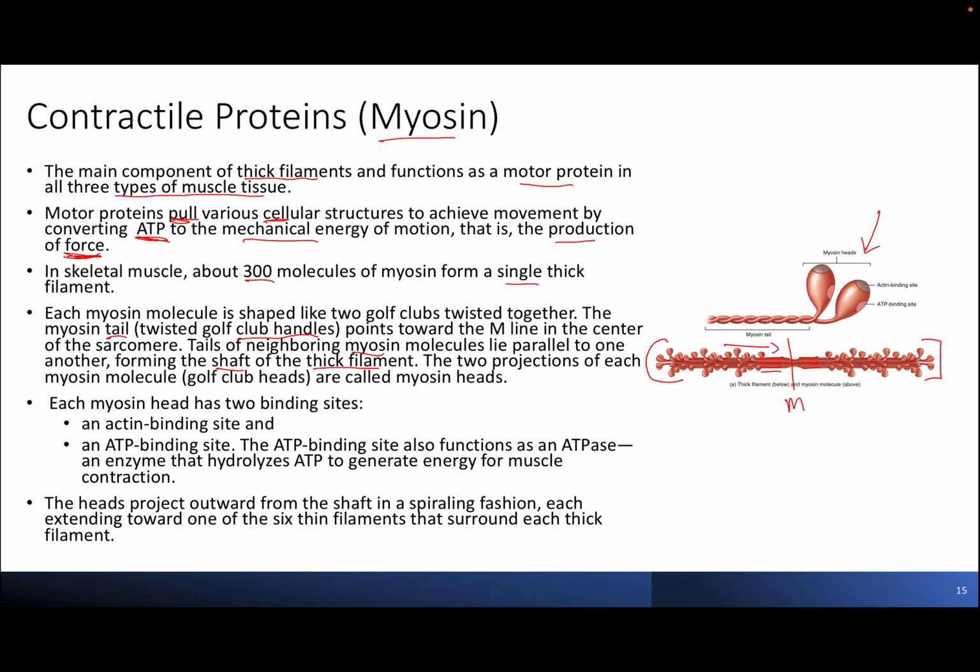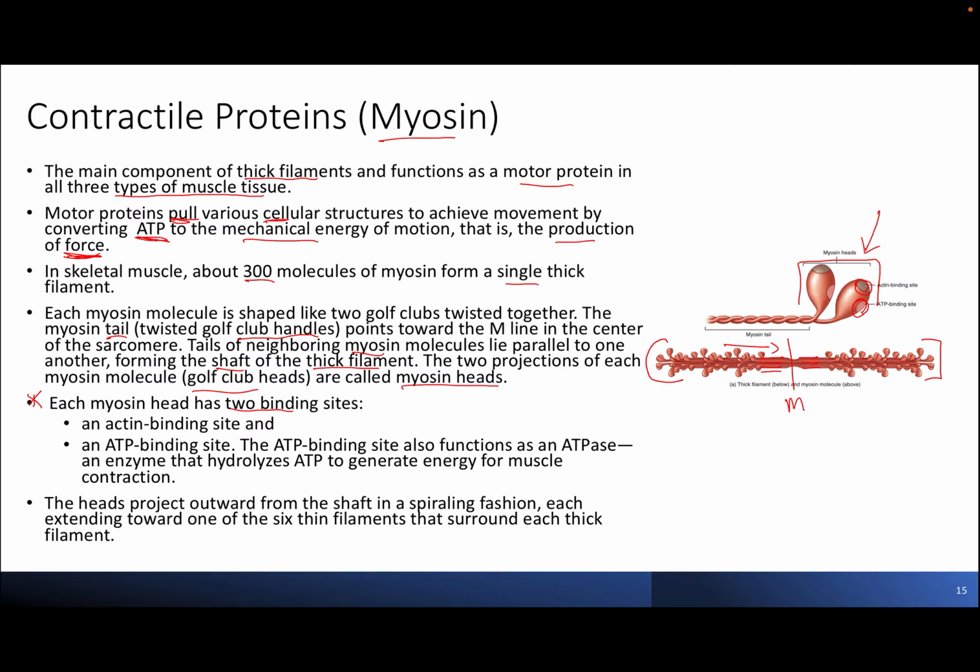Now, coming up off of each of these myosin molecules are two projections. This is kind of like the golf club head in this instance, and these are actually called the myosin heads. Now, each myosin head is going to have two binding sites, and this is important. We're going to have a binding site for actin, where it binds to that other motor protein. And then we're going to have a binding site for ATP.